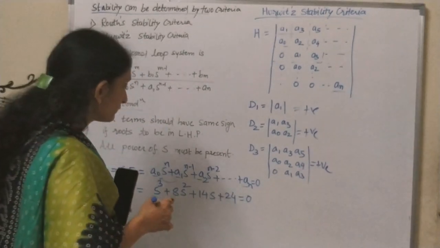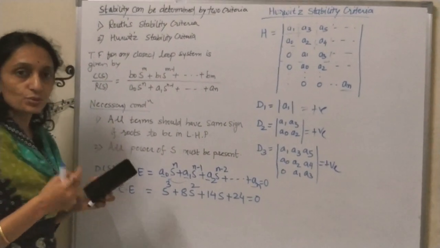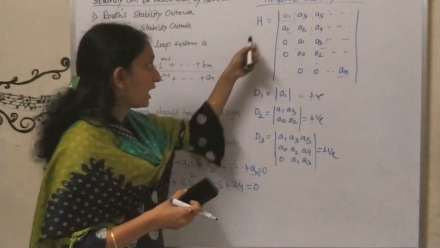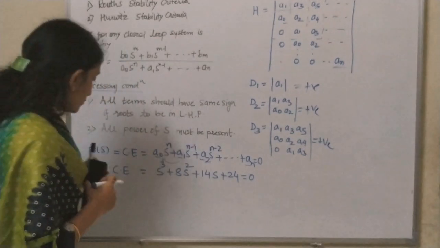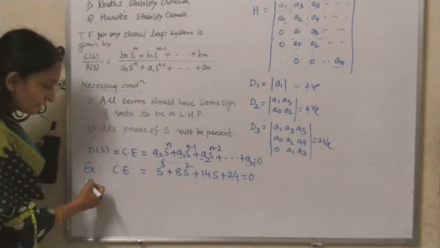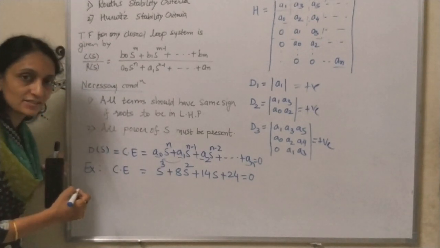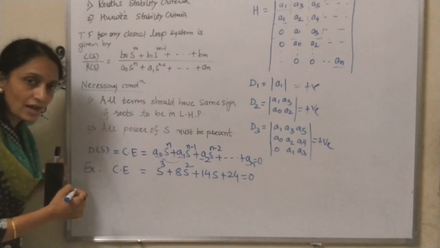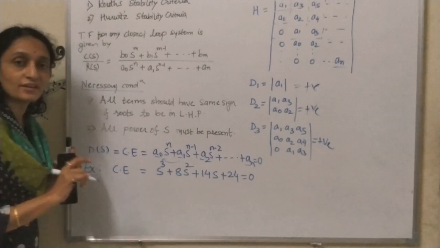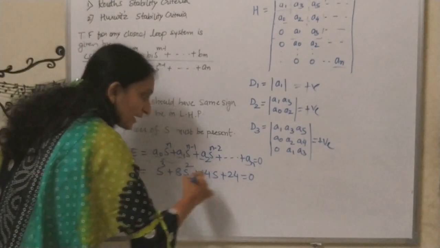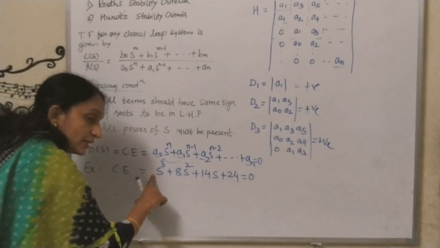Okay, so we will solve one example with the help of Hurwitz stability criteria, so that you will get the concept how to obtain the Hurwitz determinant and how to comment on the stability. Okay, so look at this. I have taken one example here where the characteristic equation is directly given, and it is asked to comment on the stability with the help of Hurwitz stability criteria. So this is my characteristic equation. What I am doing, look at this. Here you need to calculate the coefficient.